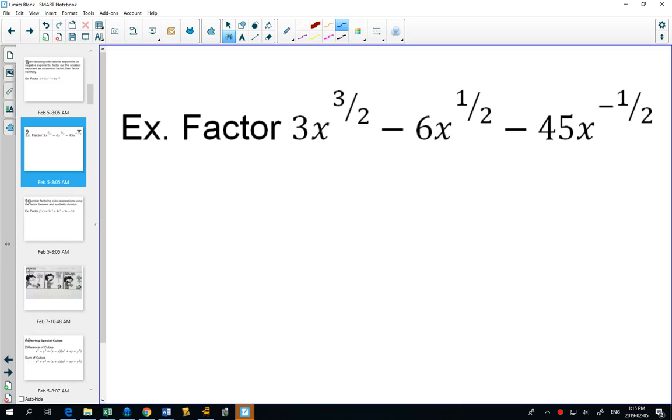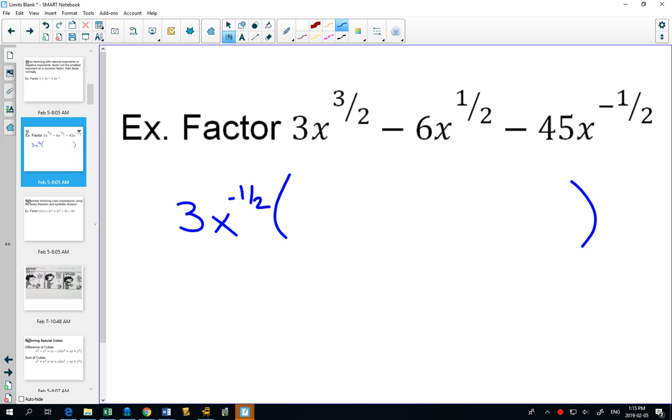It says factor, and when we look at the exponents, the 3/2, the 1/2, and the -1/2, they aren't nice numbers. So once again, we factor out the smallest exponent, in this case an x to the -1/2, out of everything. And I also notice that in each of those terms, 3, 6, and 45, there's a common factor of 3. So I could factor that out as well.